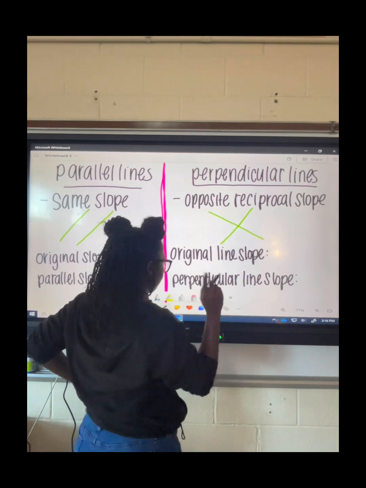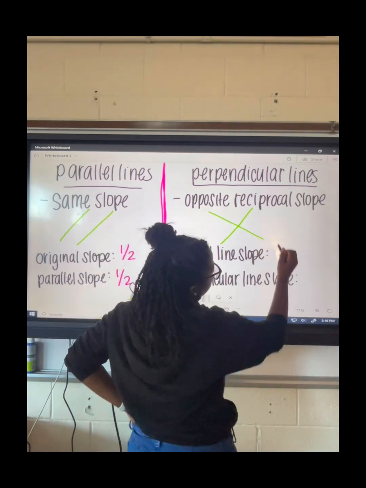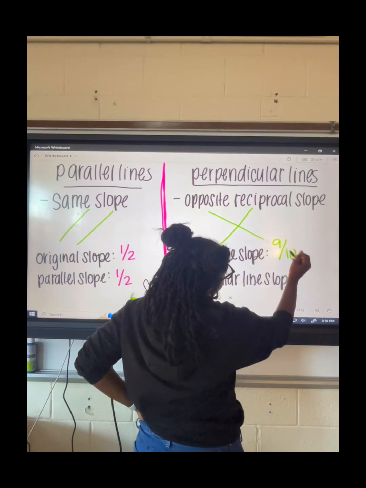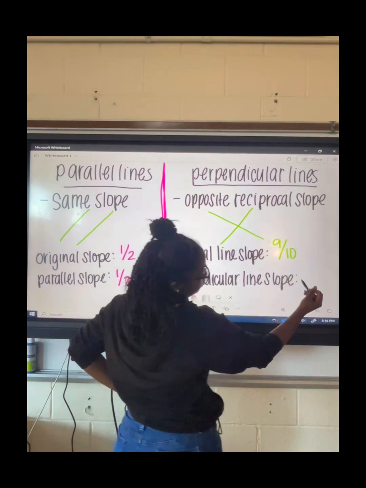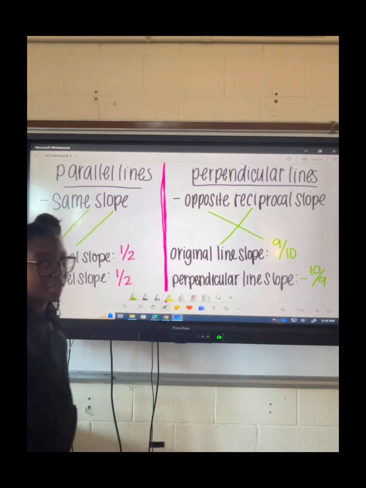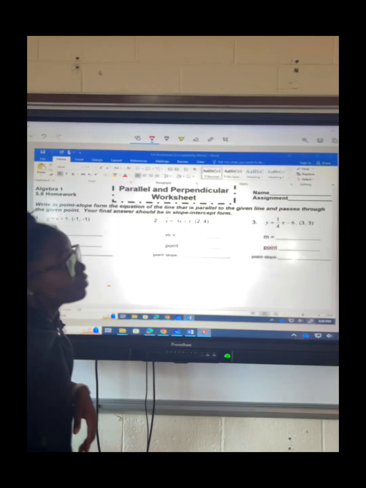All right, so let's do one more example before we move to our word problem examples. 9/10, my perpendicular slope would be -10/9.